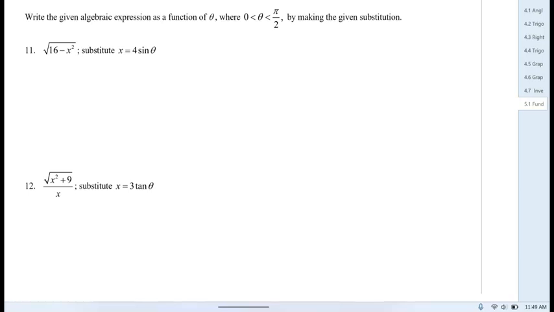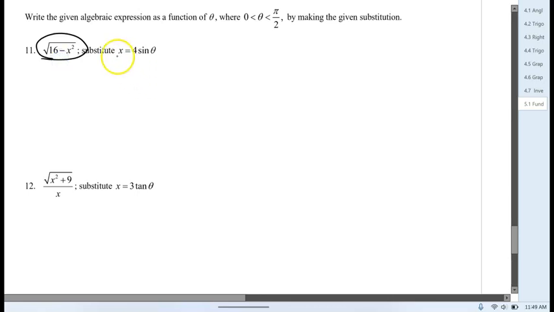In our last two examples, we are going to be rewriting algebraic expressions in terms of theta. So in problems like these, I'm going to give you an algebraic expression, and I'm going to give you a substitution. We will always be working in the first quadrant for these problems just to make sure that we're not violating any domain issues. And when we apply the substitution that I give, for instance, I've said here that x is 4 sine theta. So instead of x squared, I'm going to put 4 sine theta squared.